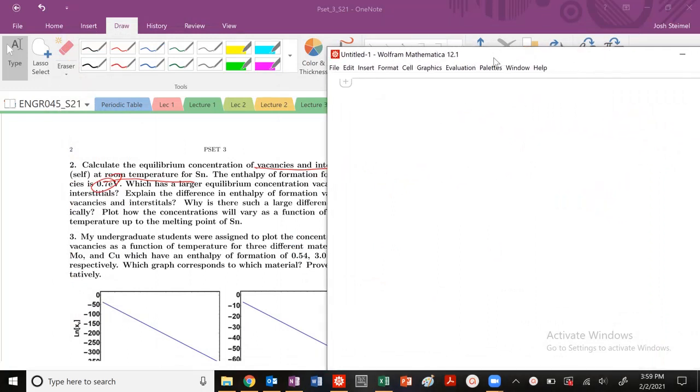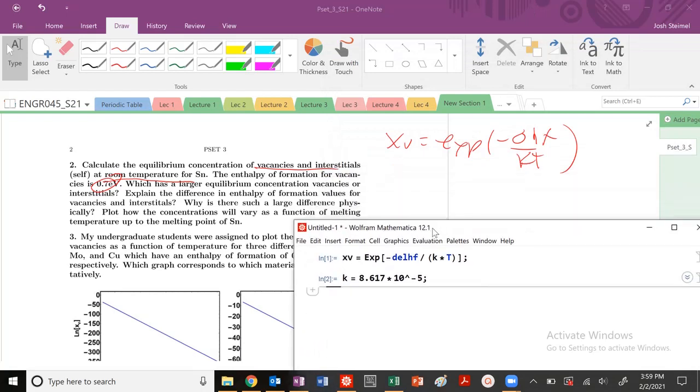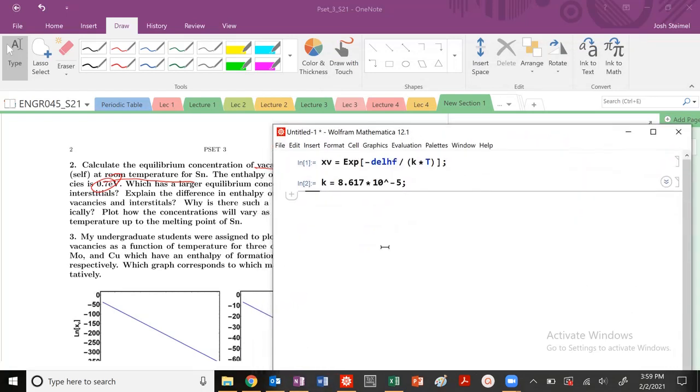So my XV is going to equal exponential of minus del HF divided by K times T, where K is equal to 8.617 times 10 to the minus 5, in electron volts per K. We need to calculate the equilibrium concentration of vacancies at room temperature. Let's keep T general as well, so XV, and replace del HF with 0.7, and T with 298 K.